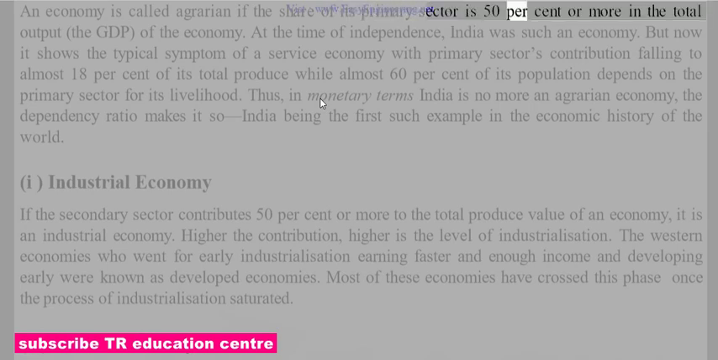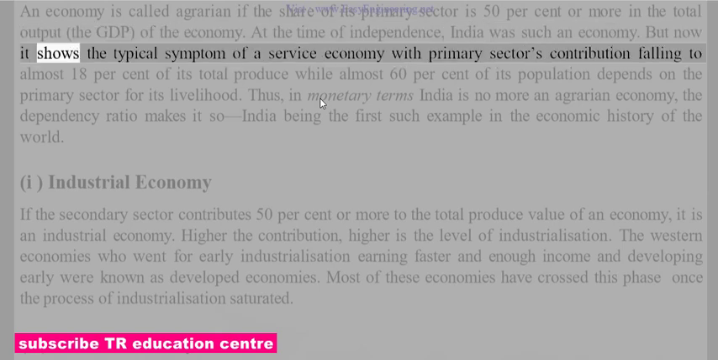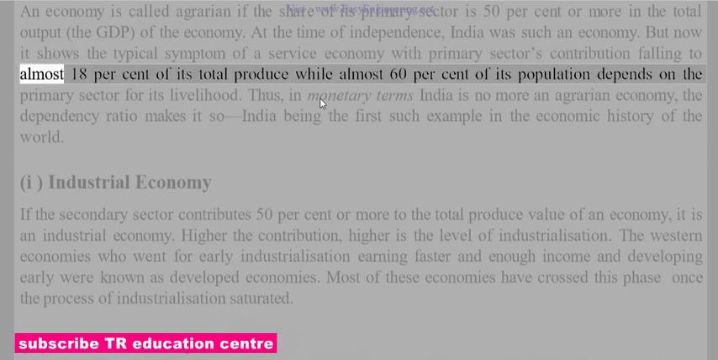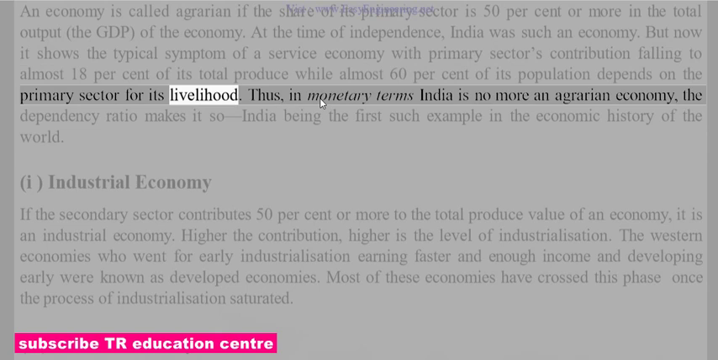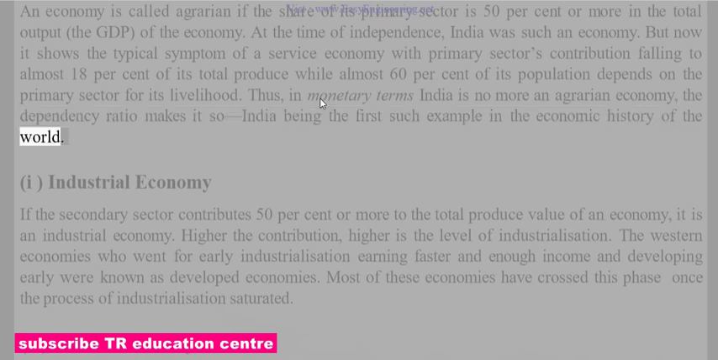An economy is called agrarian if the share of the primary sector is 50% or more in the total output, the GDP, of the economy. At the time of independence, India was such an economy. But now it shows the typical symptom of a service economy with primary sector's contribution falling to almost 18% of its total produce while almost 60% of its population depends on the primary sector for its livelihood. Thus, in monetary terms India is no more an agrarian economy. The dependency ratio makes it so, India being the first such example in the economic history of the world.